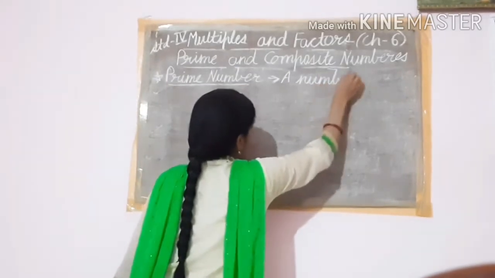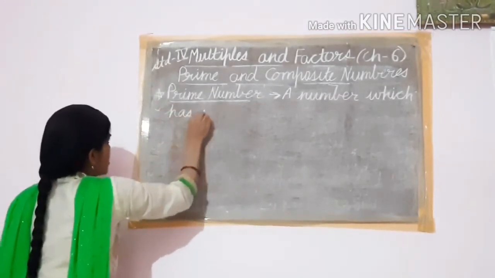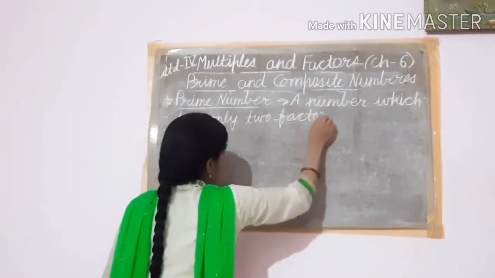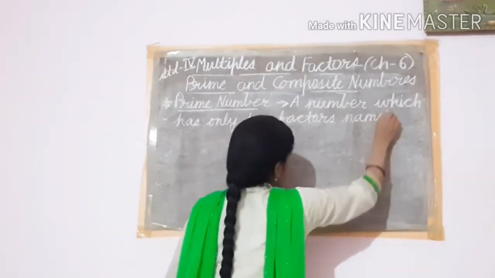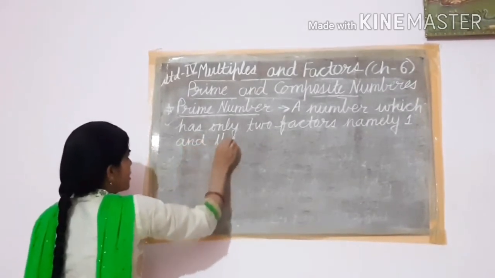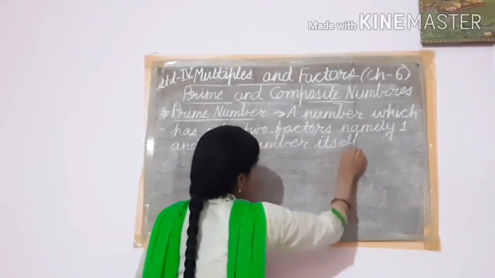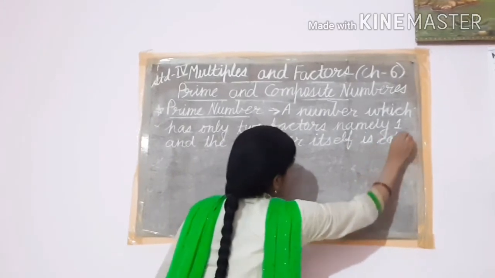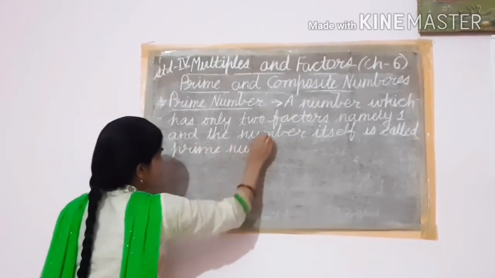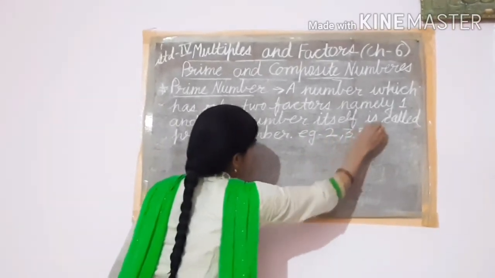A number which has only 2 factors, namely 1 and the number itself, is called a prime number. Now examples are 2, 3, 5, 7.